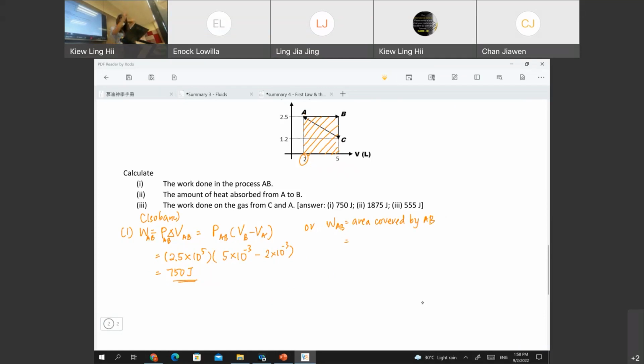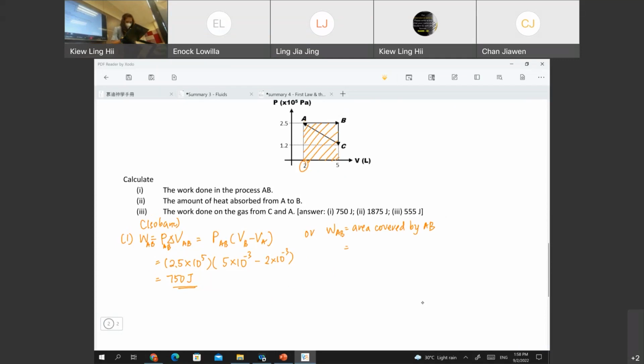So this rectangle, vertical 2.5 times 10 to the power of 5, horizontal 3 times 10 to the power of -3. Convert to SI unit, and we get 750 joule also.